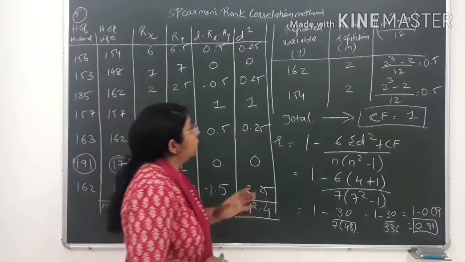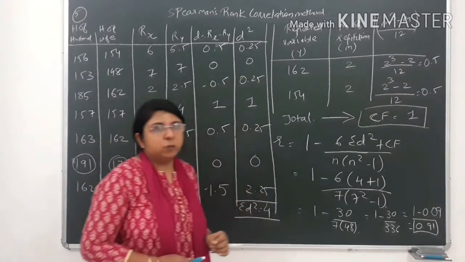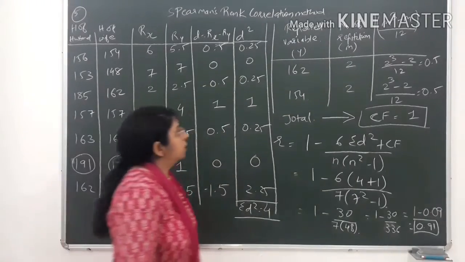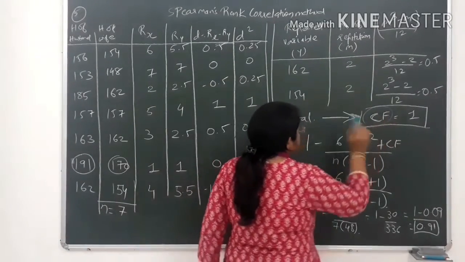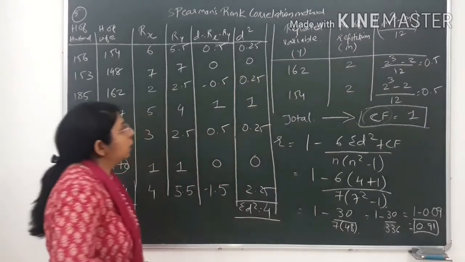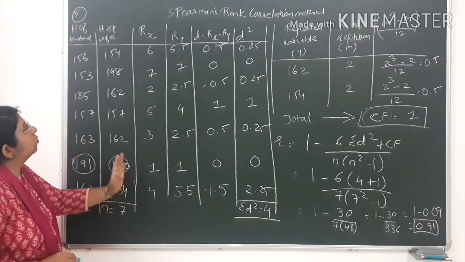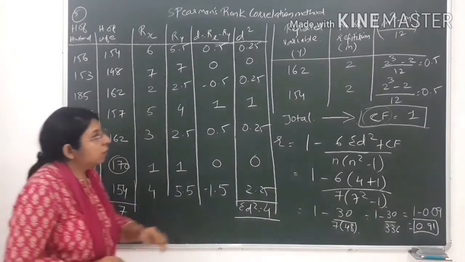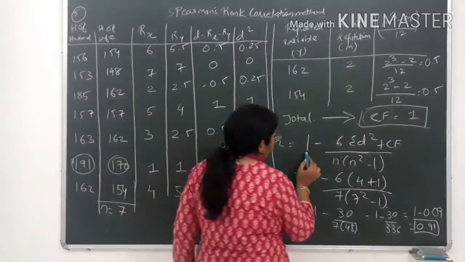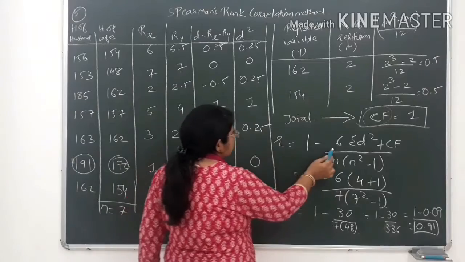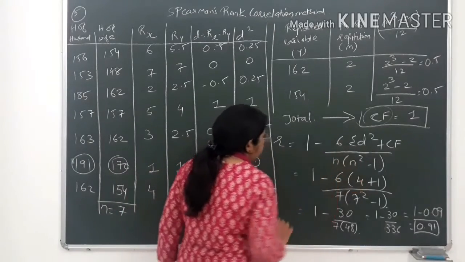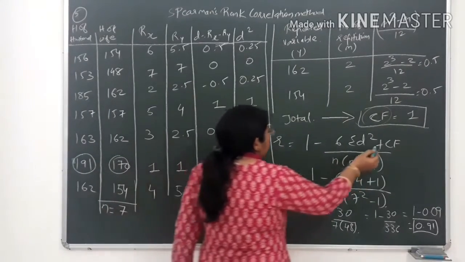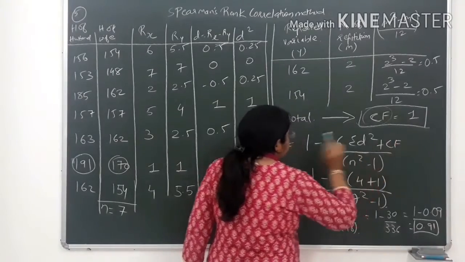Now moving on to the main important point, the purpose for which they have chosen this sum, that is the value of CF. Now what is CF over here? You have already understood how to give ranks when the data is repeated. Now in the main basic formula that you have studied, that is 1 minus 6 sigma d square upon n into n square minus 1, over here the term CF is added.